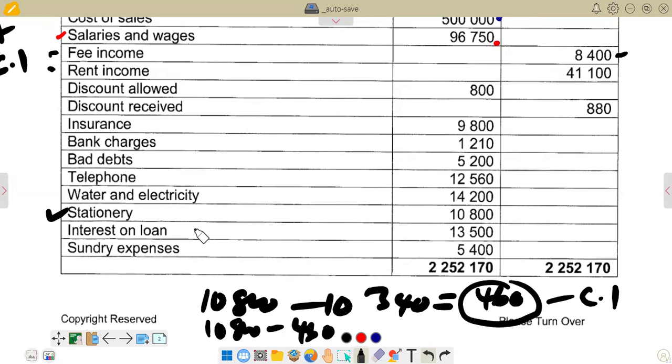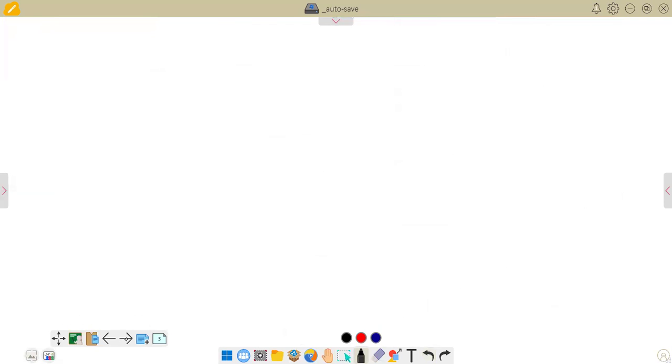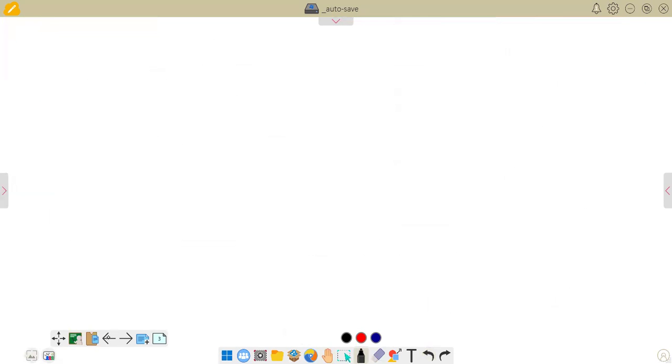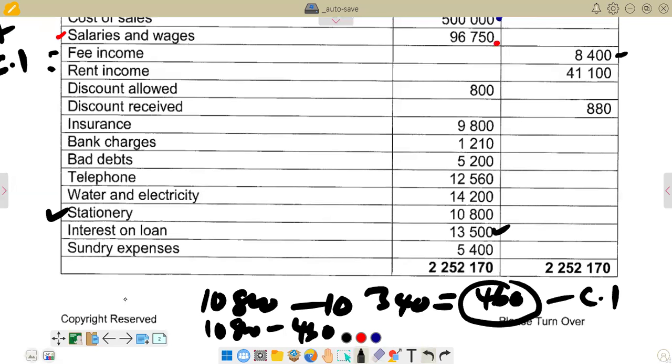But here we are just told that interest on loan, what was paid, was 13,500. Then we go to the additional information to see if it is the 13,500 that belongs to this year. So if you come here, you see that interest on loan is calculated at 18% per annum. Outstanding interest must be brought into account. Interest is not capitalized. So basically, what is important is that the rate is 18%. So we're going to calculate 18% of the total that we have for loan. And then the answer that we get, we compare it with the figure that was paid to see if it was the actual amount.